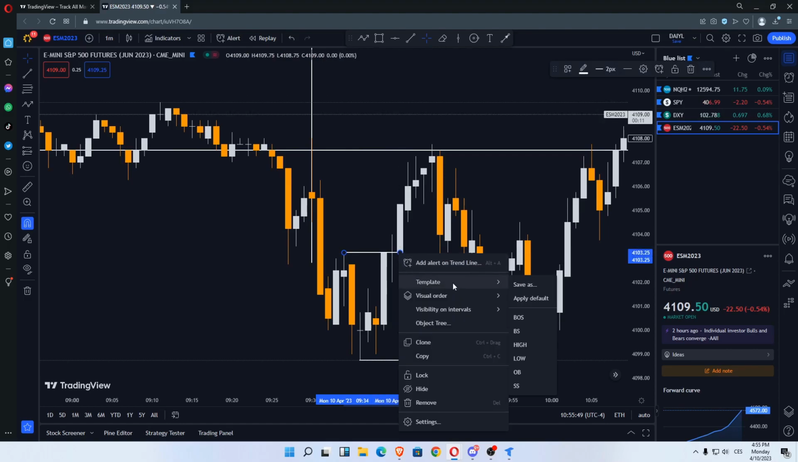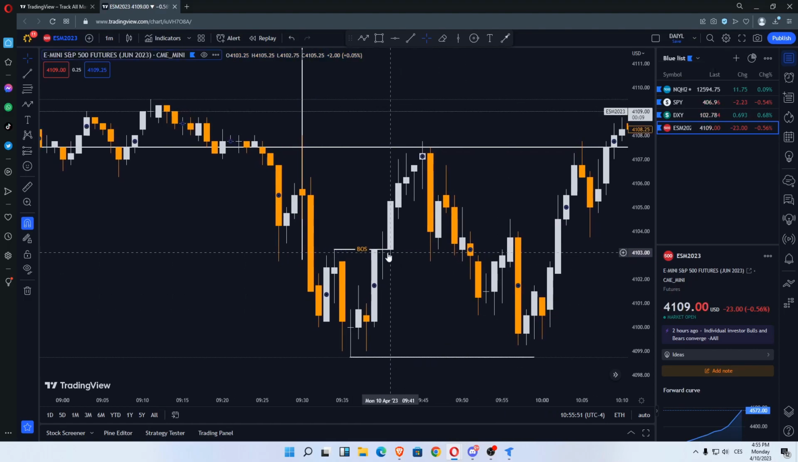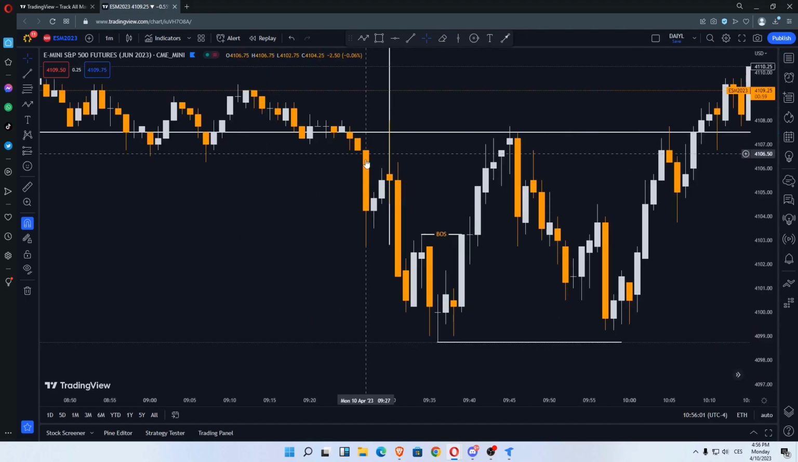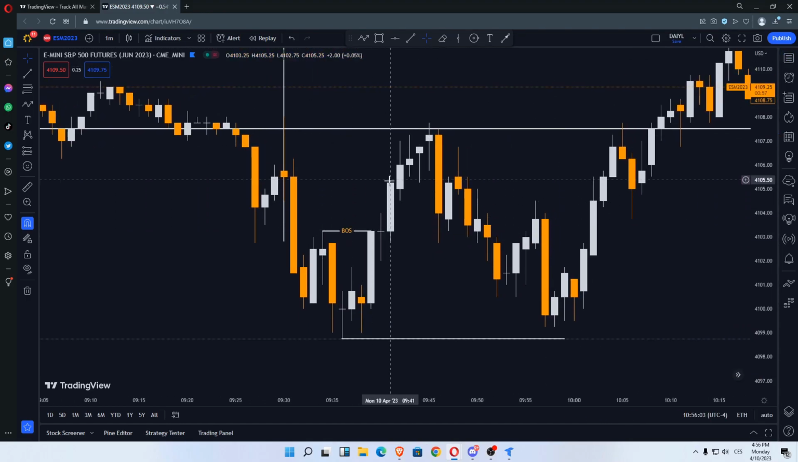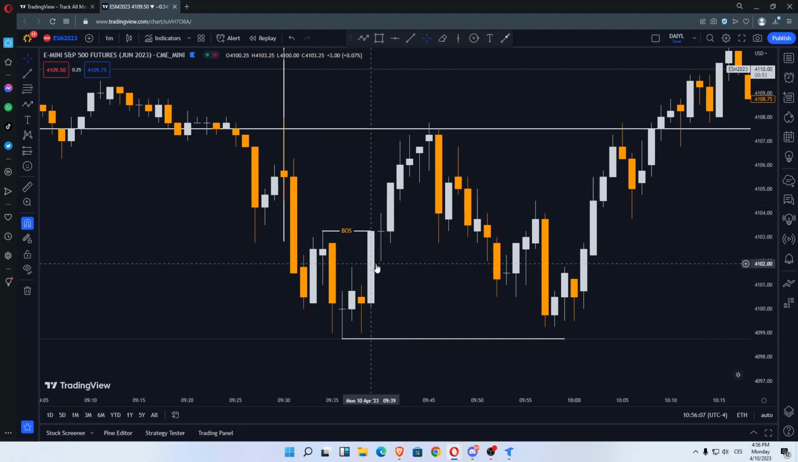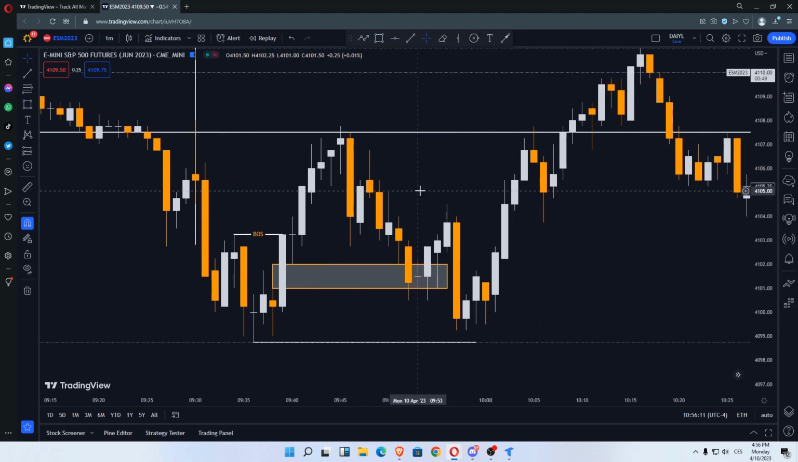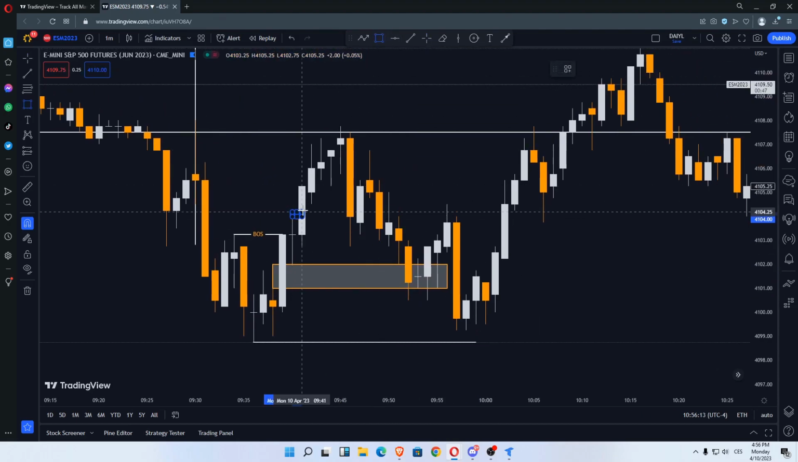Now we want to wait for the break of structure, which happens when the whole candle breaks through this level. So it happened like basically on this candle right here. Let me close this. On this candle right here. So when that happens, you want to see a fair value gap being formed, which we got 3 of them.